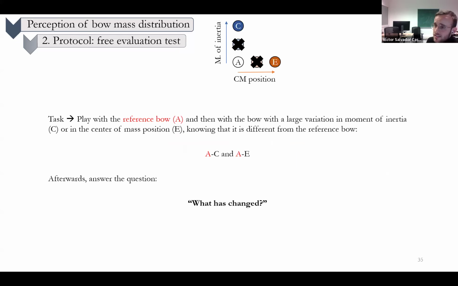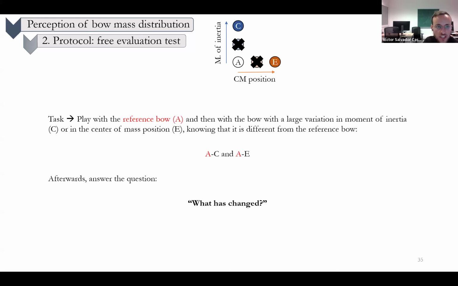So the task in this test was to play with the reference bow and then with either bow C or bow E. And by already knowing that it is different, we are no longer asking them if they find a difference. They know that the bow has changed somehow. To describe what has changed.